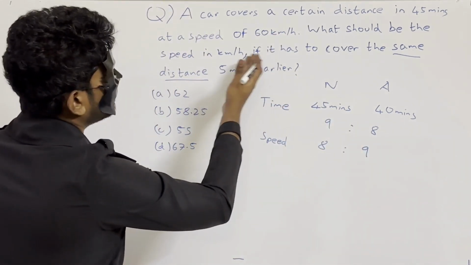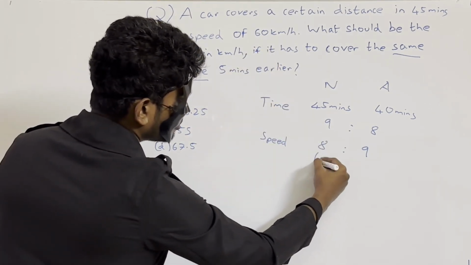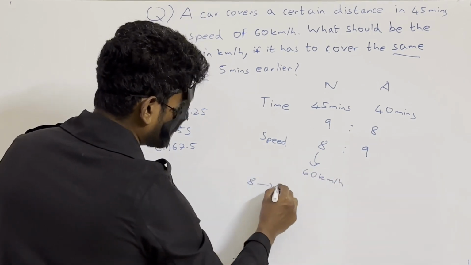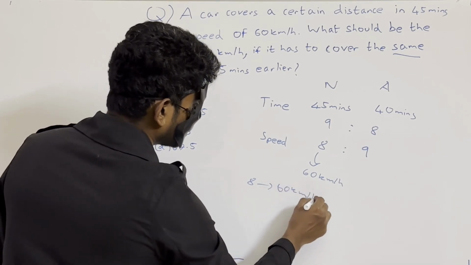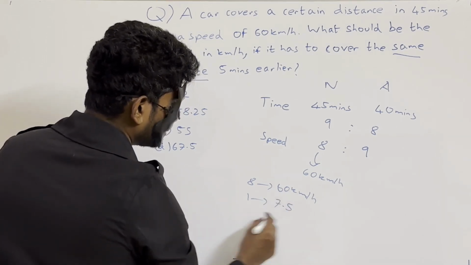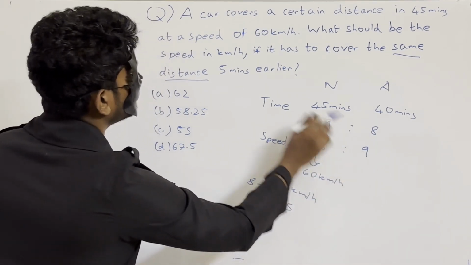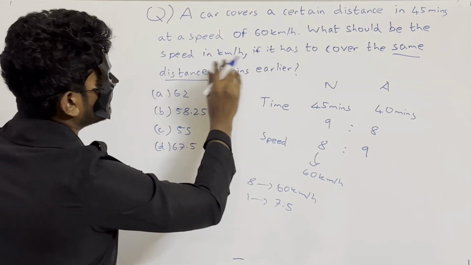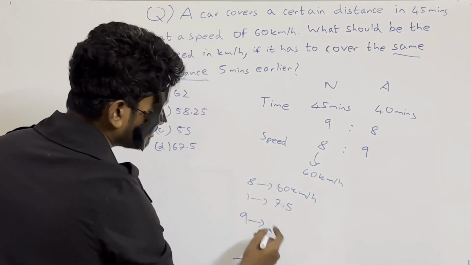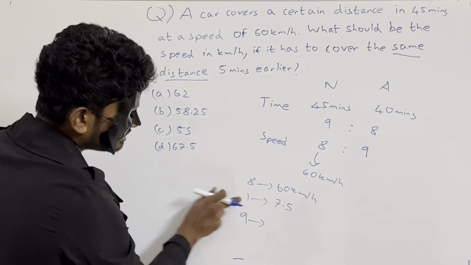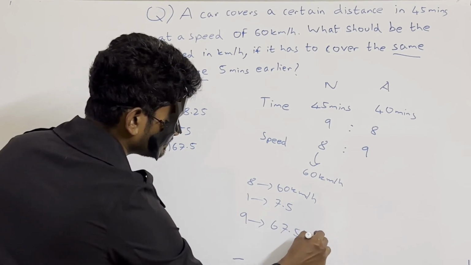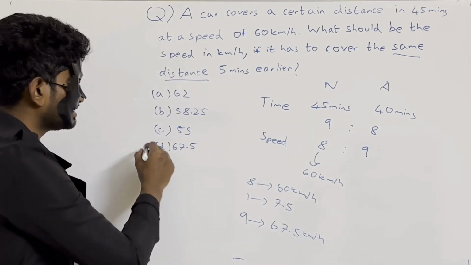He travels that at 60 kilometers per hour. So 8 ratio is equal to 60 kilometers per hour. And 1 ratio is nothing but 60 divided by 8, that is nothing but 7.5. He is asking the value of 9 ratio, because he is asking the speed at which he has to travel to reach 5 minutes earlier. So 9 ratio will be nothing but 9 into 7.5, or you can add 8 plus 1, 9. That is nothing but 67.5 kilometers per hour. So the answer is D, 67.5.